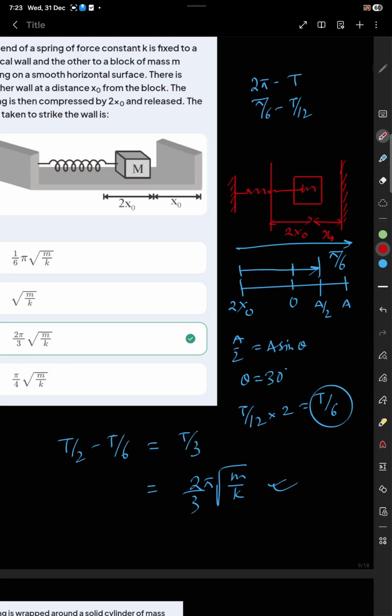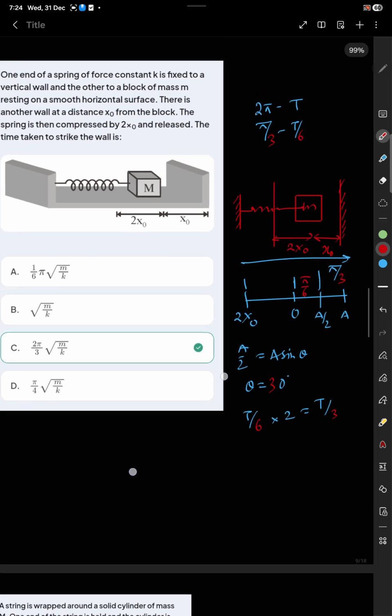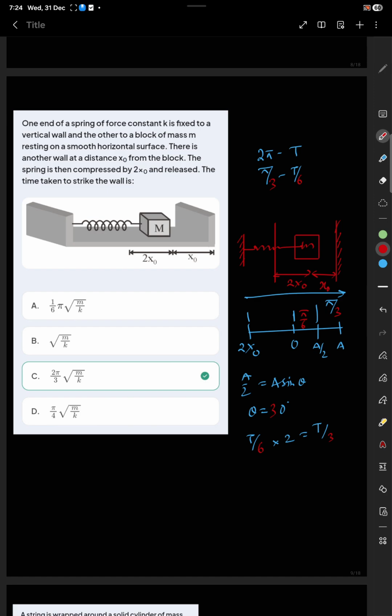Sorry, in this question I made a mistake. So this one will be pi by 6, right? And because this is 0 to a by 2 will be pi by 6, this one will be pi by 3. So the time taken, sorry, I made a mistake. This everything is good. This is pi by 3, so for pi by 3 the time taken will be T by 6. T by 6 into 2, this will be T by 3. Okay, so this one will be T by 3. So the time taken to strike the wall, you just need to do this. So this one is pi by 3. To cover this pi by 3 distance, the time taken will be T by 6, and this total time is T by 2. So T by 2 minus T by 6 will be T by 3. Then you will be getting 2 pi by 3 root m by k. The answer came right, but I made this mistake.